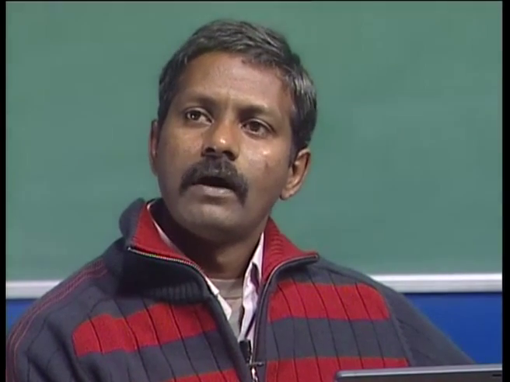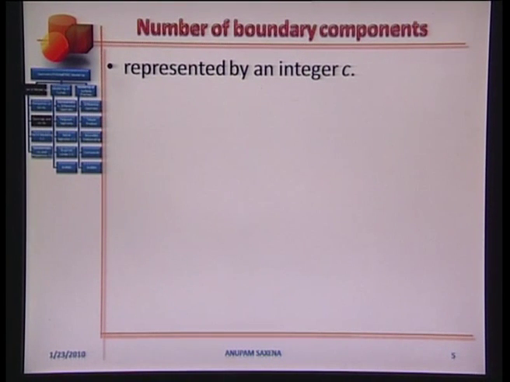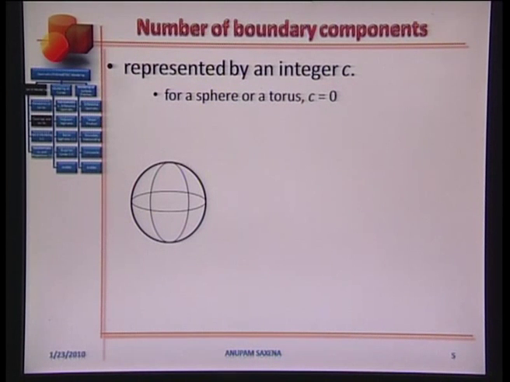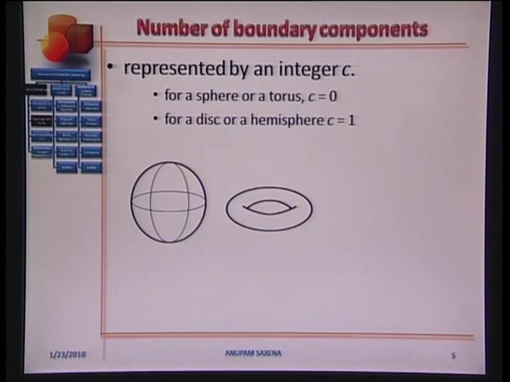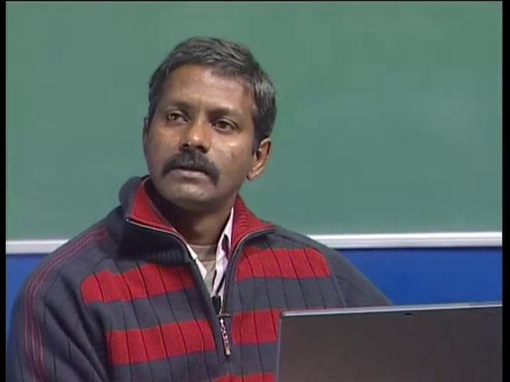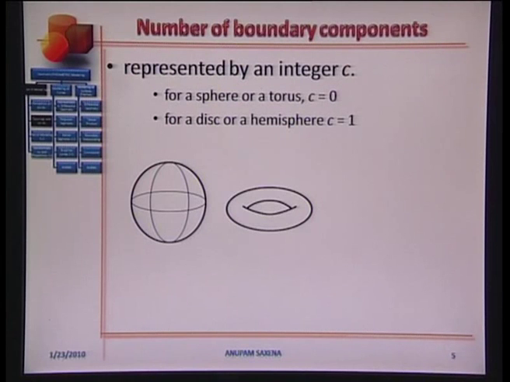First, the number of boundary components. The number of boundary components is represented by an integer c. For a sphere or a torus, there are no boundaries, and therefore c equals 0. For a disk or a hemisphere, recall that hemisphere is a homeomorphic transformation of a disk. The number of boundary components or the number of boundaries is 1, and therefore c equals 1.